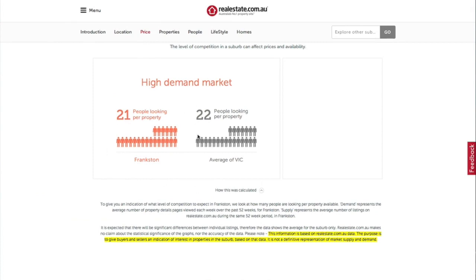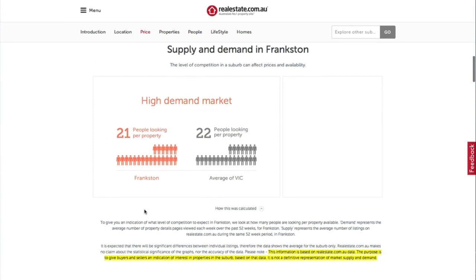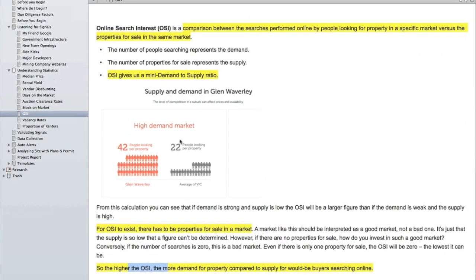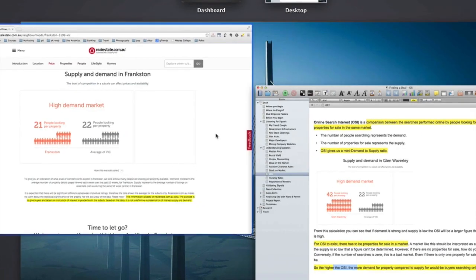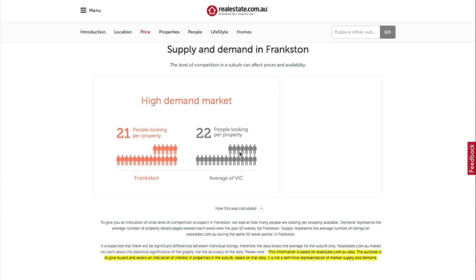I actually did this for Frankston. You can see there's not a lot of people looking for property in Frankston. There's only 21 per property, and this could be from last week or something. This is realestate.com.au. If you want to have a look at it, all you do is go into suburb profile, and the average of Victoria is about 22. So this suburb is actually below the average of Victoria, and this one is higher than the average. So you can easily tell the difference.